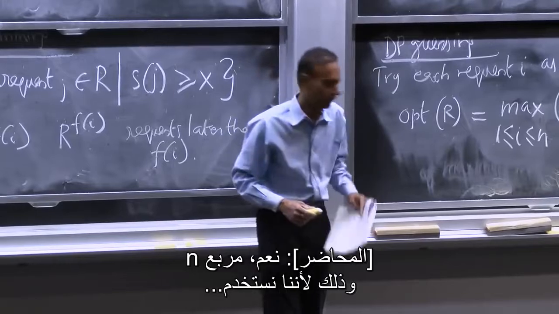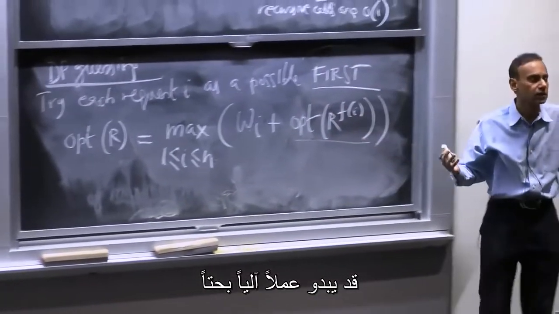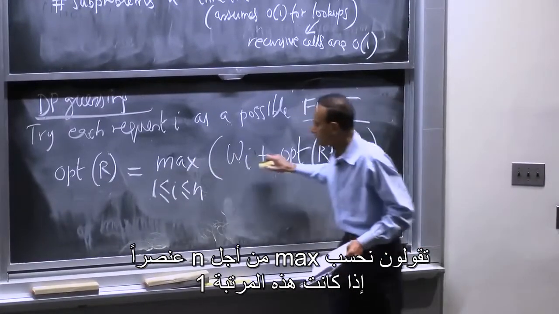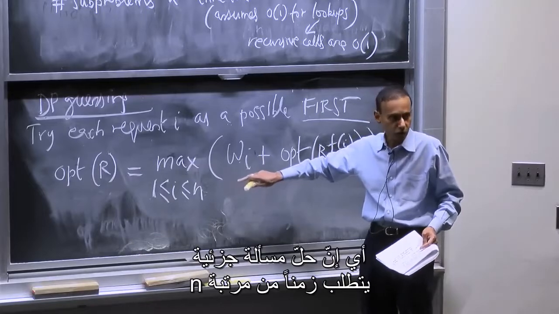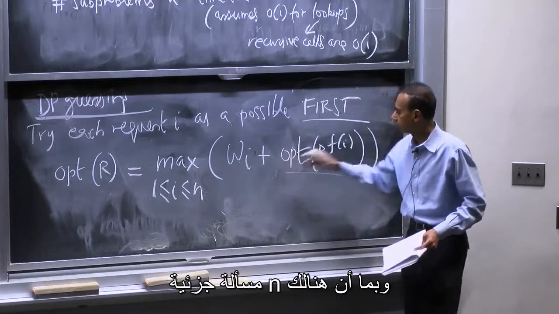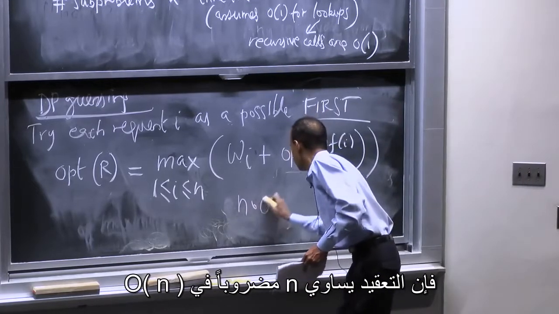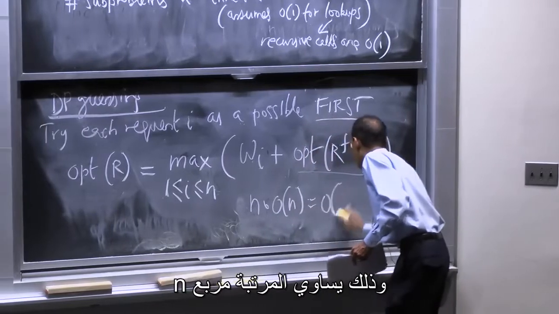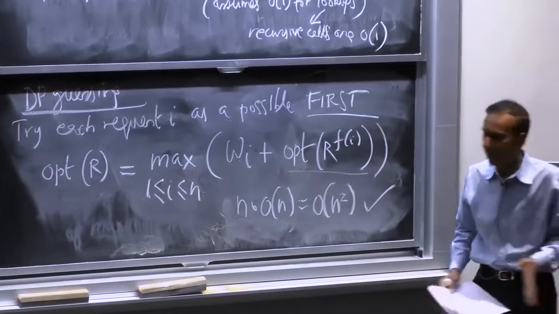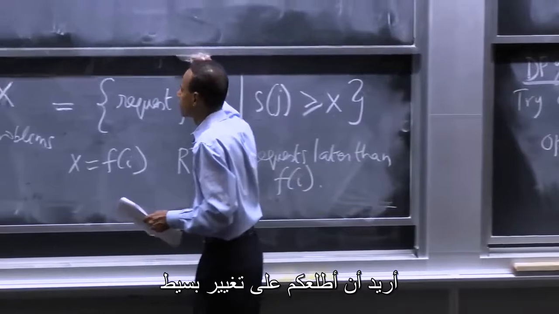N squared, right? And the reason it's n squared is you can be very mechanical about this. You say, if this was order 1, I'm doing a max over n items, and therefore that's order n time to solve one subproblem. And since I have n subproblems, I get n times order n, which is order n squared.